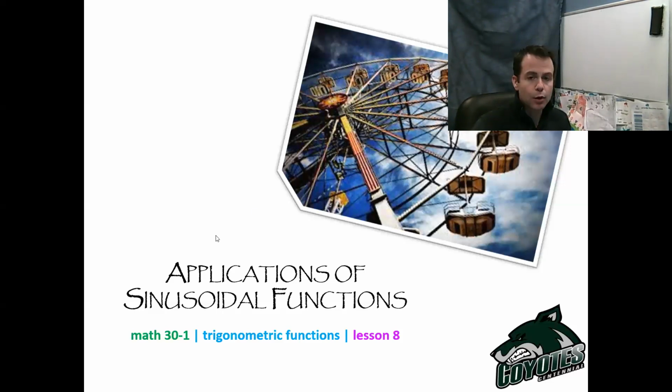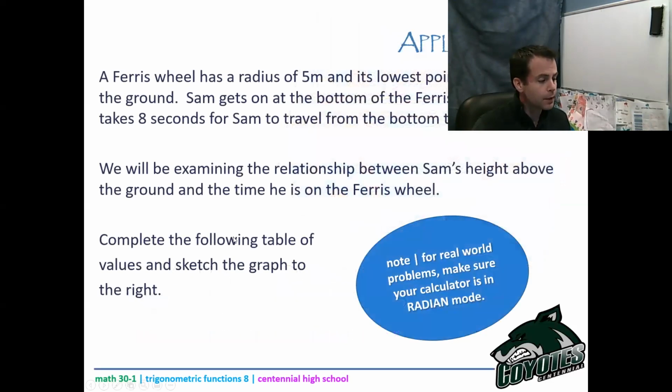So I want you to open up your books to this section, and we're going to start in with the first question. It says a Ferris wheel has a radius of 5 meters, and its lowest point is 0.5 meters above the ground. Sam gets on at the bottom of the Ferris wheel, and it takes 8 seconds for Sam to travel from the bottom to the top.